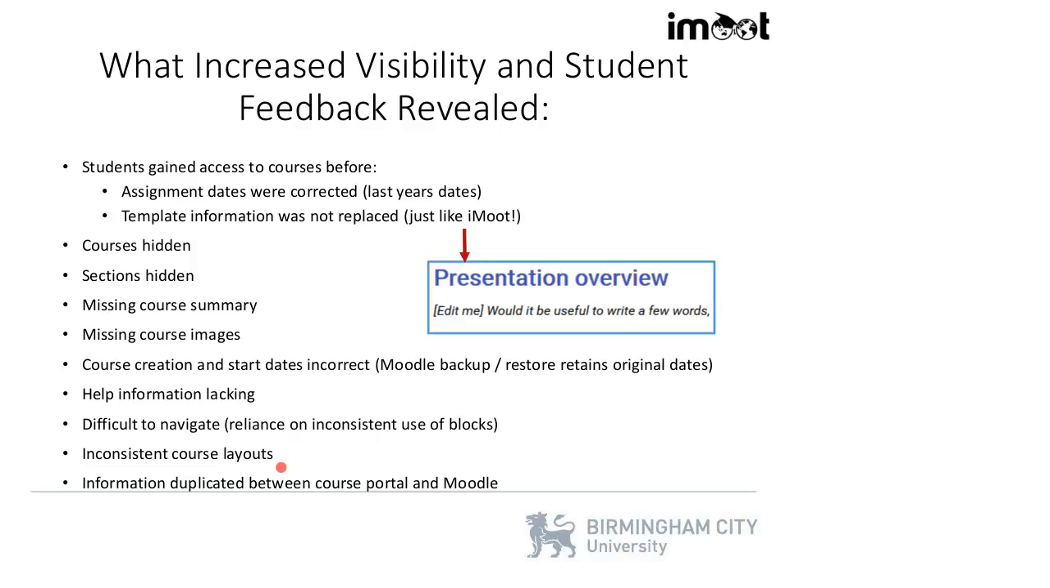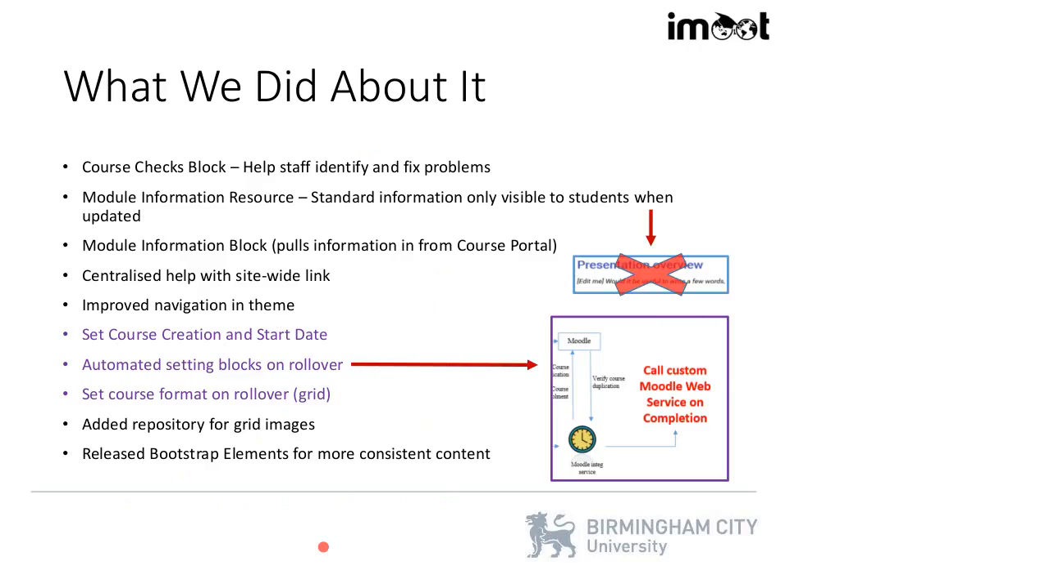They wanted every course to be similar enough that it was familiar to them. They could go into the first course and understand where things were, and then when they went into every other course throughout their degree, they knew where to look for things, and they just didn't, because we had different course layouts and in fact different course formats. And another issue was that information started to be duplicated between Course Portal and Moodle. So these were the kind of things we wanted to address.